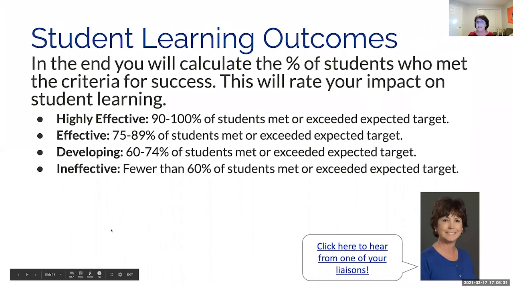Okay. In the end, the reason why that criteria for success and your pre and post is so important is because at the end, you're going to rate your impact on student learning, or what we call your student learning outcomes, SLOs. People will call them SLOs. And you're going to see how effective your unit was. Again, just like the tripod survey, if you have a unit that is ineffective, so fewer than 60% meet or exceed your criteria for success, you do not fail student teaching.